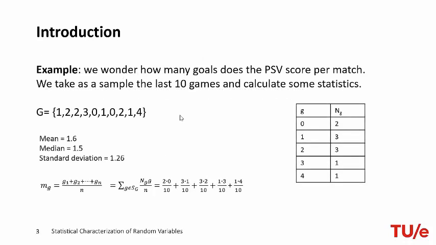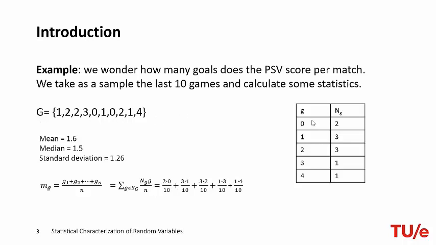Suppose you want to know the number of goals that the PSV scores per match because you want to make a prediction on the next match. One thing that you can do is to look at the last 10 games and calculate some statistics from it. Suppose this is the result of your experimental set. So you have a different number of goals per match in the last 10 games.